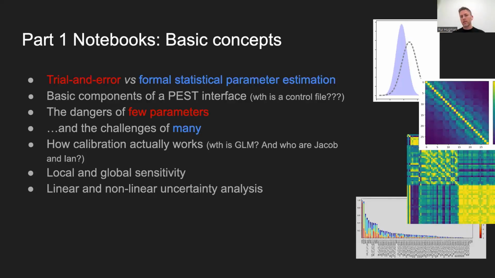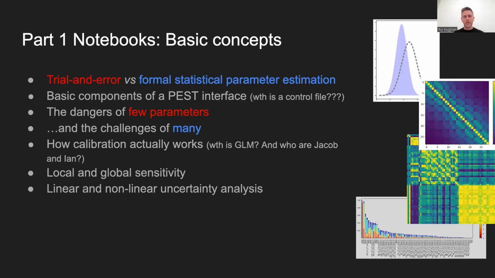Some of the notebooks in this section, we start off very simple, just looking at the differences between what a trial and error, or what we might call a manual calibration, might look like versus some formal statistical or semi-automated parameter estimation workflow would look like, and the trade-offs of the two, and why you should not be relying entirely on trial and error for a real-world workflow.